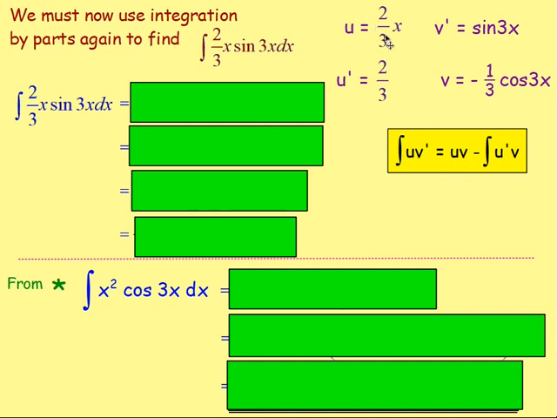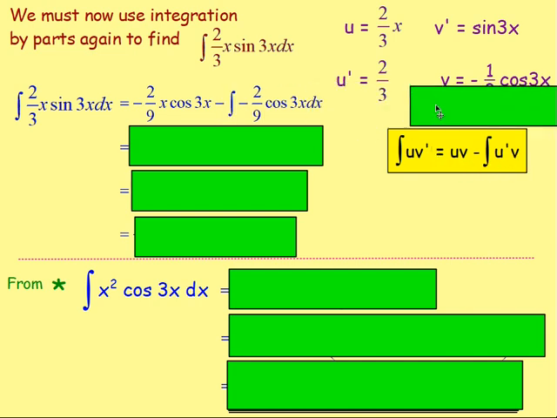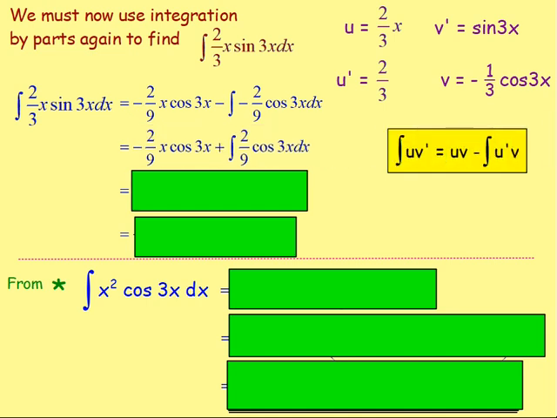So u is 2/3 x times negative 1/3 cos 3x, which will give us, well, 2/3 times 1/3, multiply the numerators, multiply the denominators, it will give us 2/9. We've also got this negative, we've got the x as well, and we've got the cos 3x. We are then taking away u dash times v. So u dash times v will be the 2/3 times the negative 1/3, which is negative 2/9. And then you've got the cos 3x. Notice here you're taking away the negative, so you could rewrite that as plus.